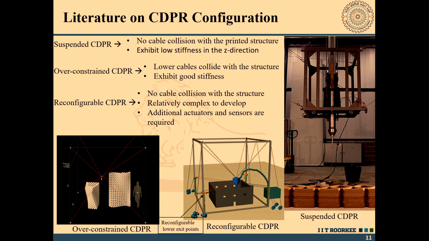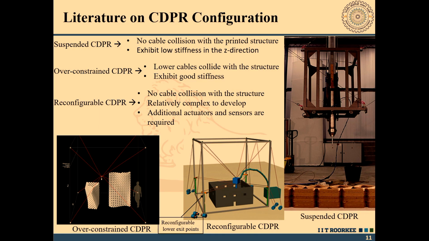There is literature on the cable driven parallel robot available. One could be a configuration of a suspended cable driven parallel robot like this, suspended through wires. Since it is suspended, there is no issue of the cable colliding with the printed structure, but there is low stiffness in the Z direction, the vertical direction.